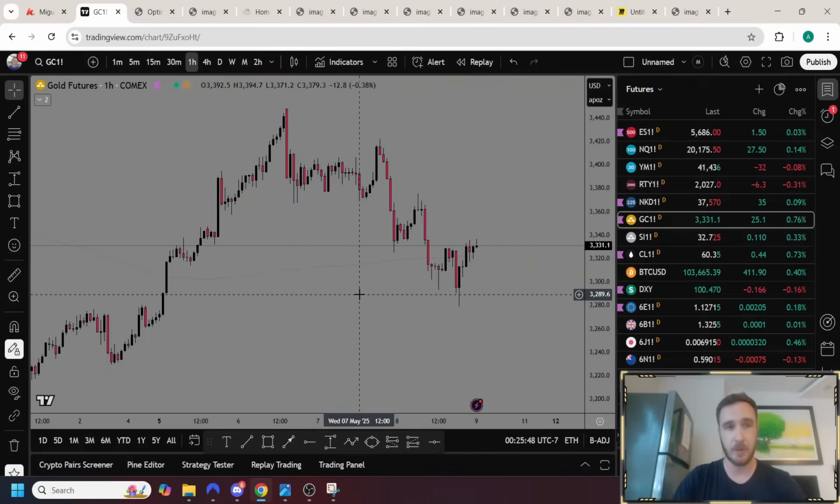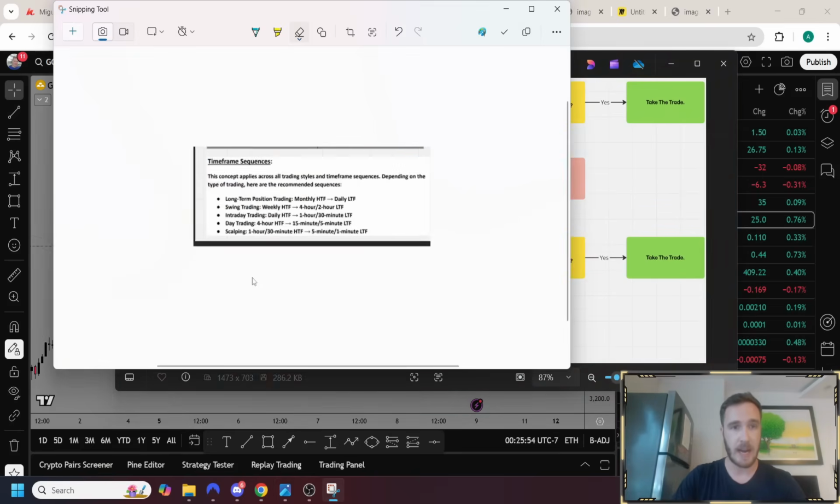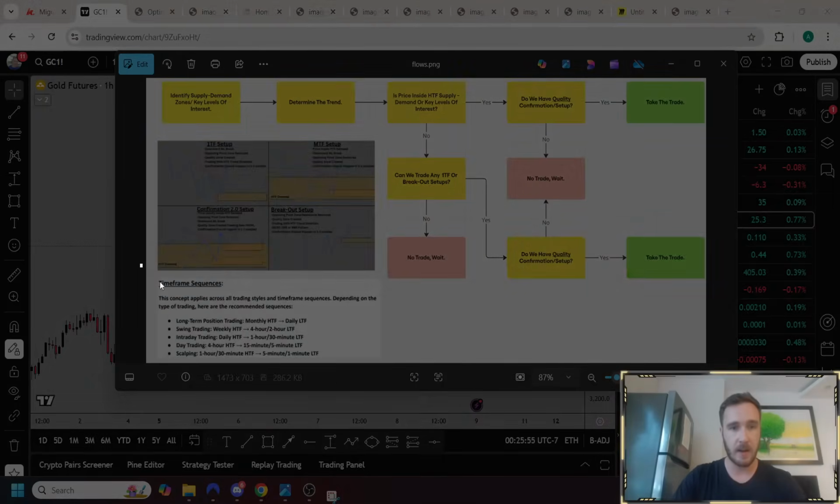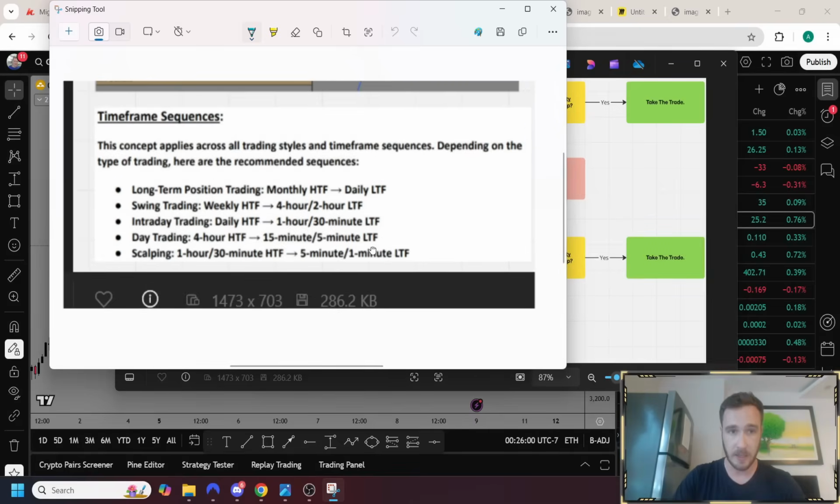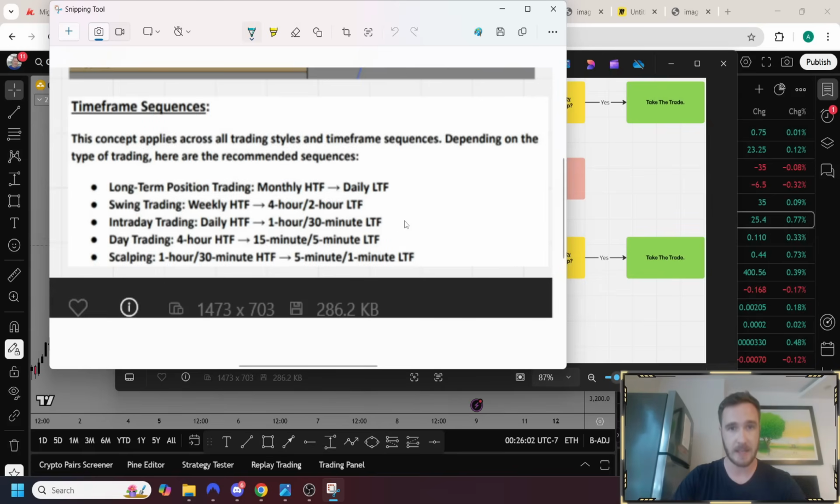The most commonly asked question that I get from traders is what is the best time frame sequence and what markets should I be looking at? So I have a photo right here of the time frame sequences that you should be looking at and what markets. So let's quickly talk about that for 60 seconds.